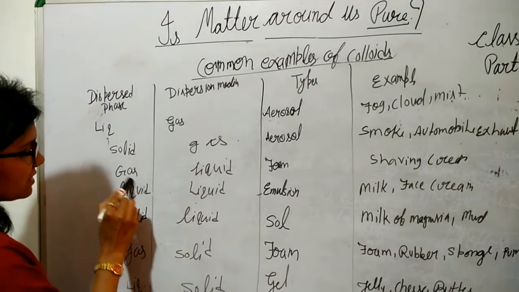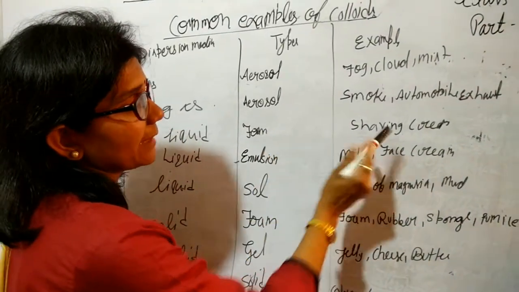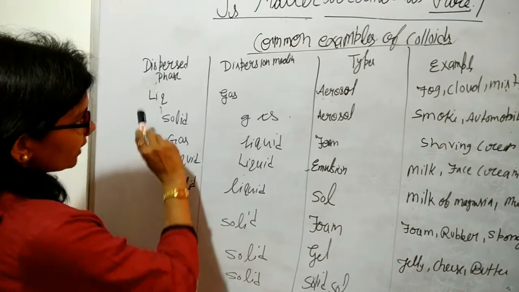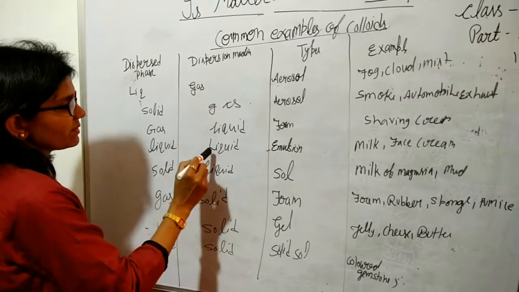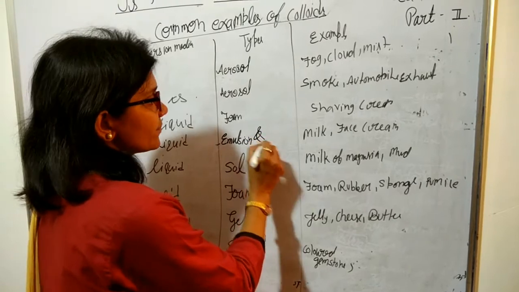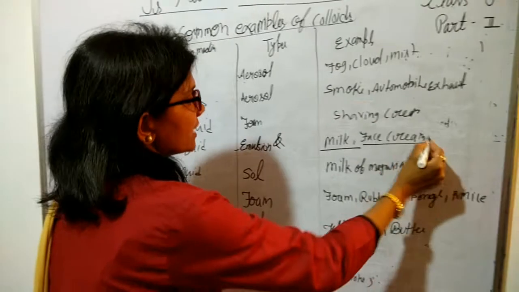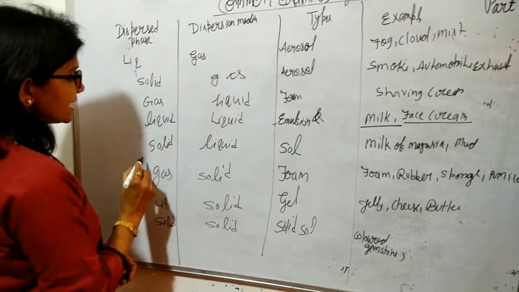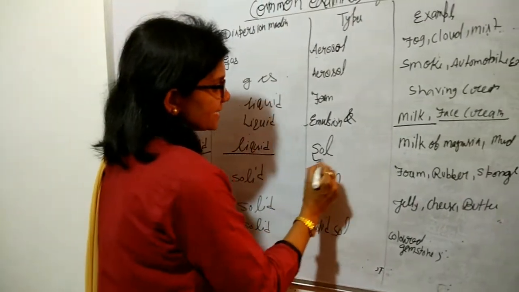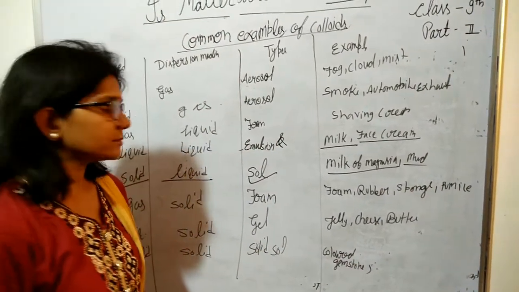Then if the dispersed phase is gas and the medium is liquid, it is known as foam. An example is shaving cream, which you have seen. Then if the dispersed phase is liquid and the dispersion medium is liquid, it is known as emulsion. It is very important again. The best example is milk, which we considered at first in the colloidal solution, and also face creams. Then a dispersed phase of solid in a liquid medium is known as sol. Examples are milk of magnesia and mud.